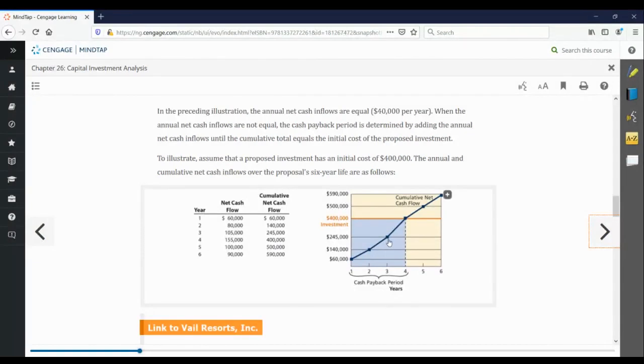So we add the next year to get the cumulative amount of $245,000, which still doesn't cover the cost of the asset. And then in the fourth year, it adds up to $400,000, which is the exact amount of the cost of the asset. And so we have recovered the cost of the asset in 4 years. Any cash flow above that just adds to our profits.